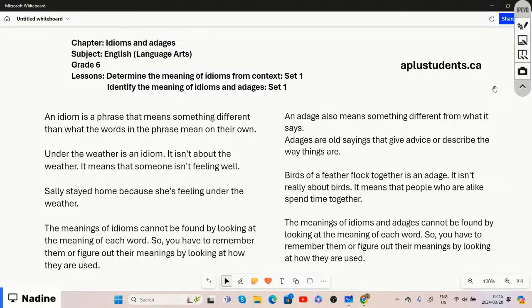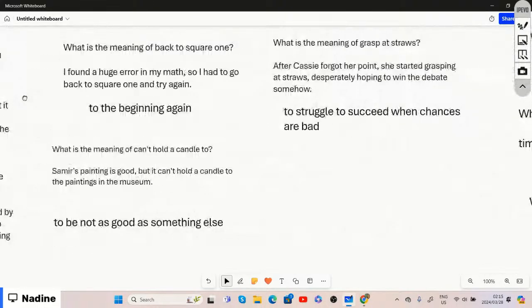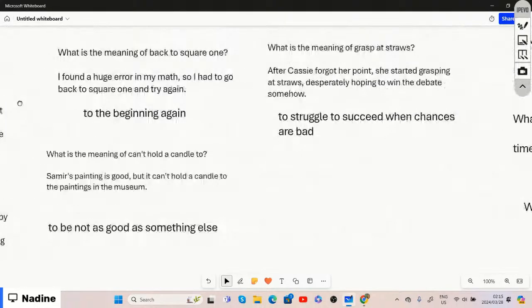All right, so we are going to be doing our tutorial lesson on aplusstudents.ca. But for now, let's quickly look at a few idioms, right? And their meanings. So here we have a few idioms and their meanings, right?